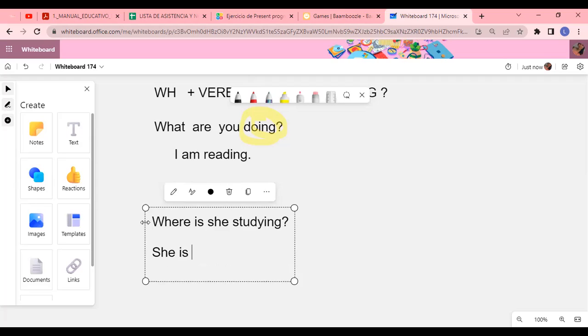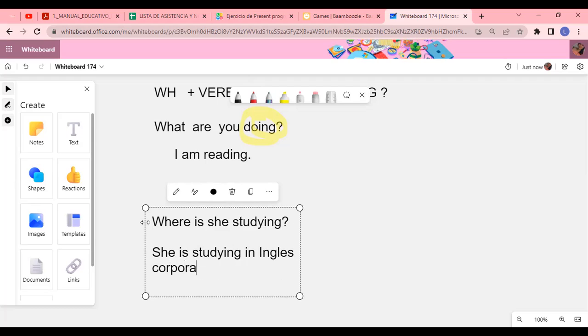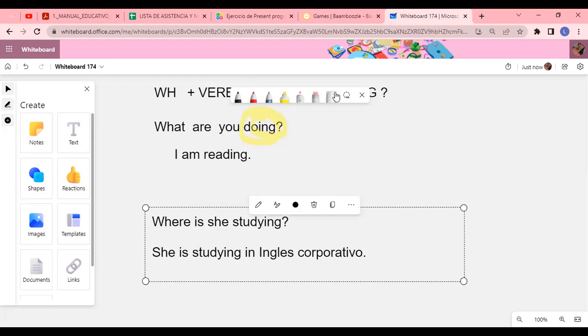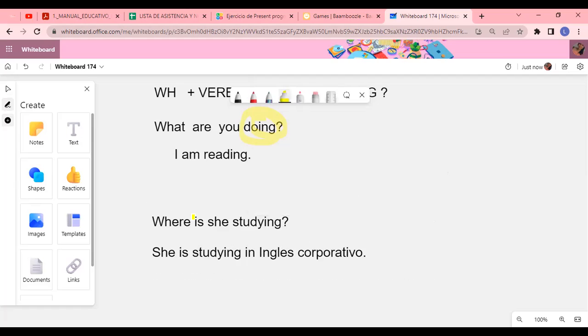She is studying in, where? In inglés corporativo, okay? So, in here, aquí estamos respondiendo al where, right? Inglés corporativo.